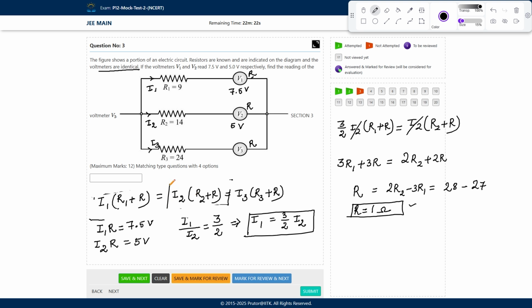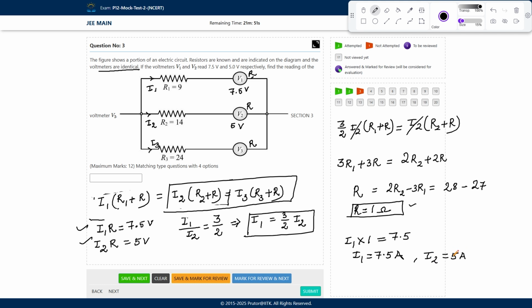Now apply this formula or the value found here in this thing. Okay. So now I am writing I2. Now you can find the I1 and I2 from there. Firstly, I1 here, R is 1 ohm. So from these two things, I1 into 1 ohm equal to 7.5 volt. So I1 is 7.5 ampere. And similarly I2 will be 5 ampere. Now we can find I3 by this box term.